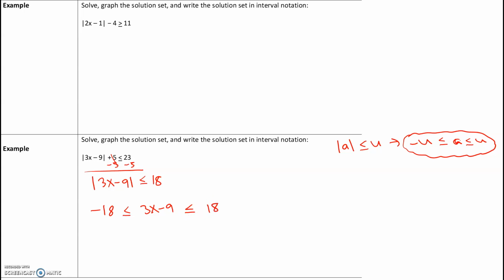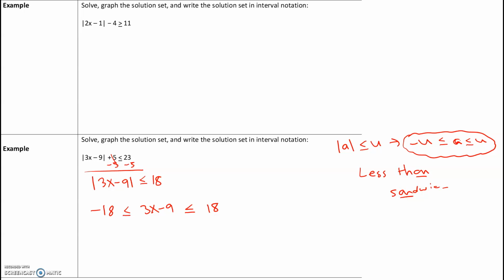And that's when our inequality is a less than or equal to. So when we have a less than or equal to, we get the sandwich case. And the way I remember that is my inequality is less than, and so that's going to be a sandwich.